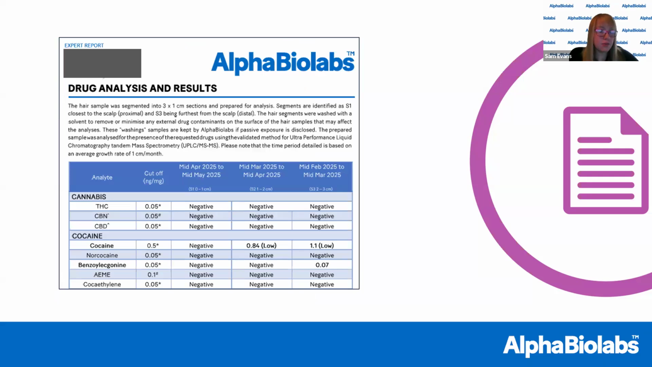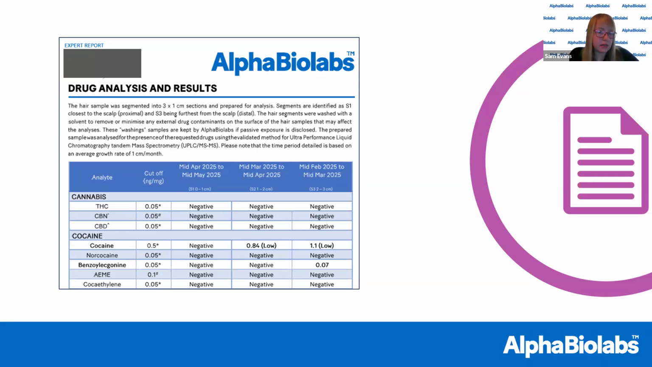Then we have the drug analysis and results table. This section presents the lab data in a clear and readable format. It shows each segment's results and the corresponding approximate time period. We explain here what the concentration ranges mean and note any results above the cutoff, and these are classified as positive results. And anything below the analytical cutoff is reported as negative. So this is where you can often see trends in drug use, such as rising or falling concentrations across segments.